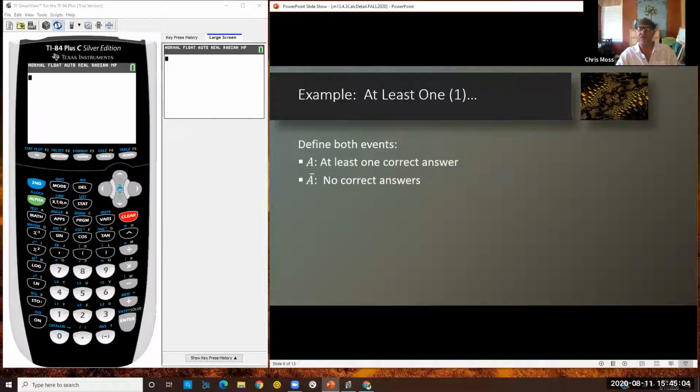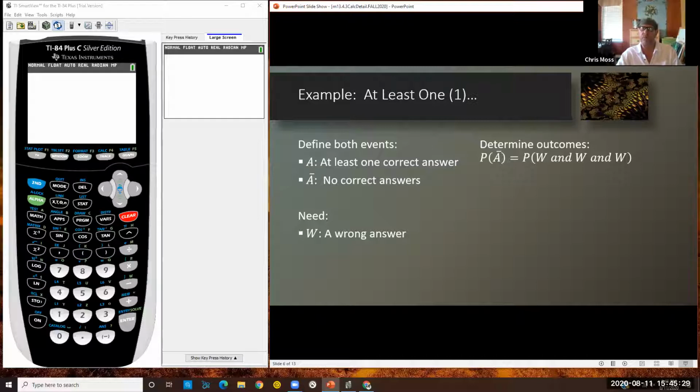I'm going to need to define both events. Well, A is at least one correct, and A bar is no correct answers. And we're also going to need the probability of a wrong answer. We'll talk about that in just a moment. And the reason is this. The probability of getting none of those questions correct means you get them all wrong.